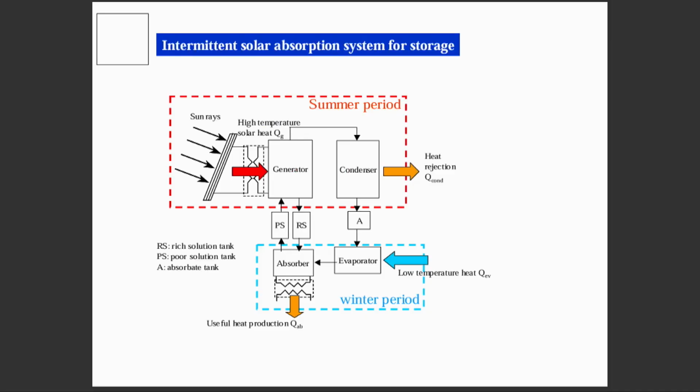Okay, so this is like an adsorption or absorption machine, but it is intermittent. You are operating in one direction during one period, and in the other direction during the other period. It's not cycling like a machine for cooling. Okay?